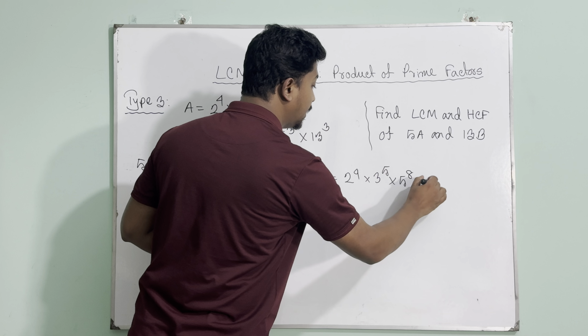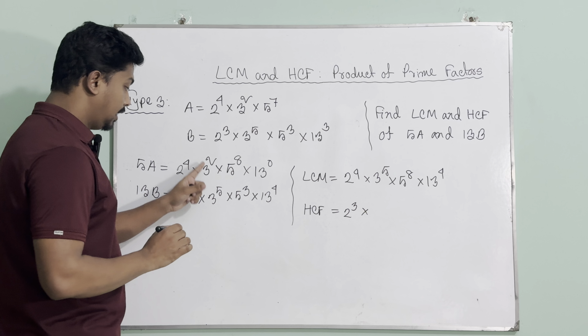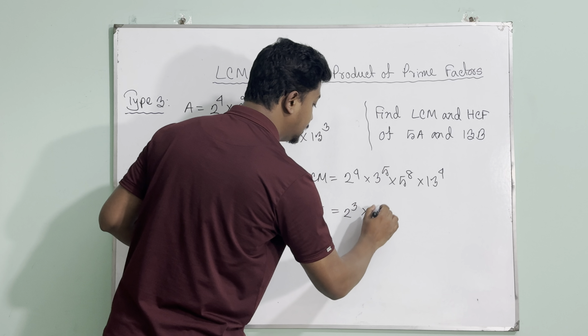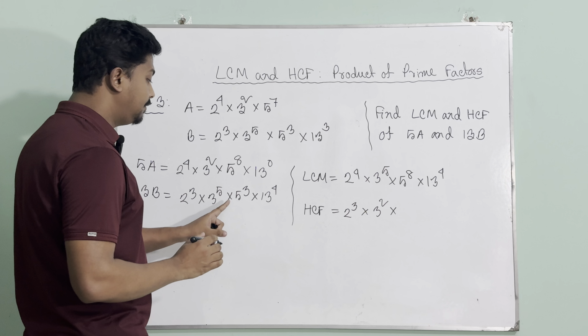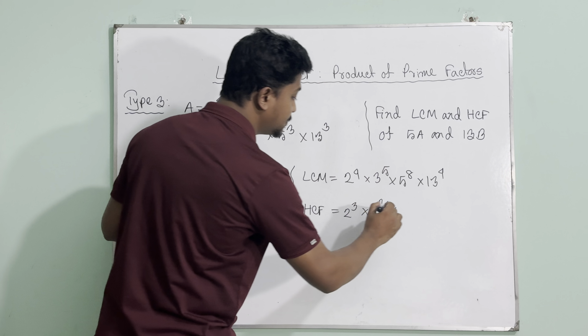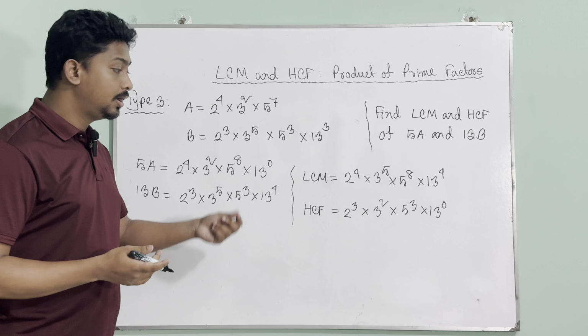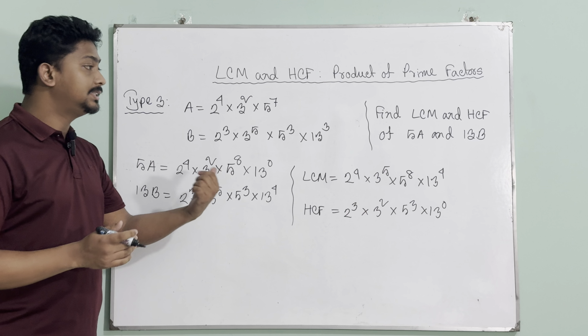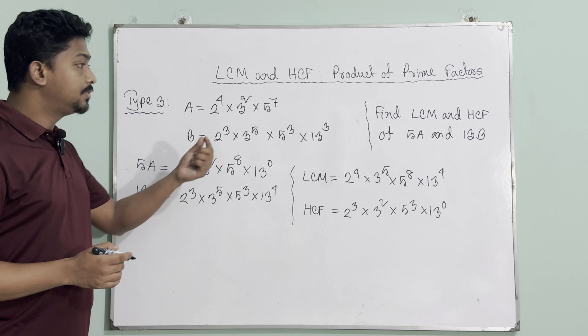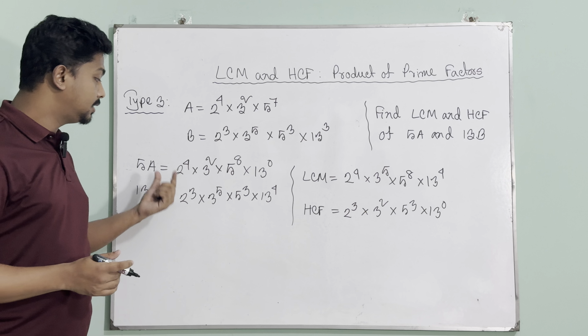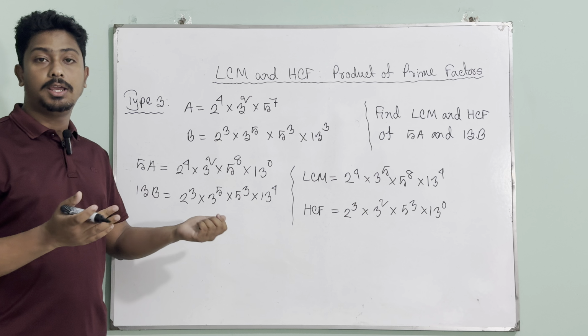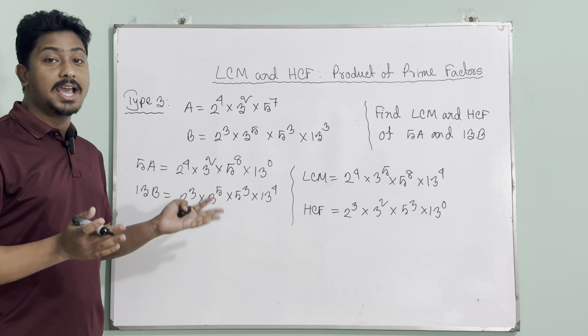Now HCF, we know that we need the lower one. So the lower one is 2 cube. And in 3, the lower one is 3 squared. In 5, the lower one is 5 cube. In 13 to the power 0, we can write it, but then we can choose to not write it. That's fine too, or just 1. Okay, so this is it. Even if you have something multiplied with your numbers, you can just multiply with that same prime number. You can get your answer just like that. It's as easy as it is.